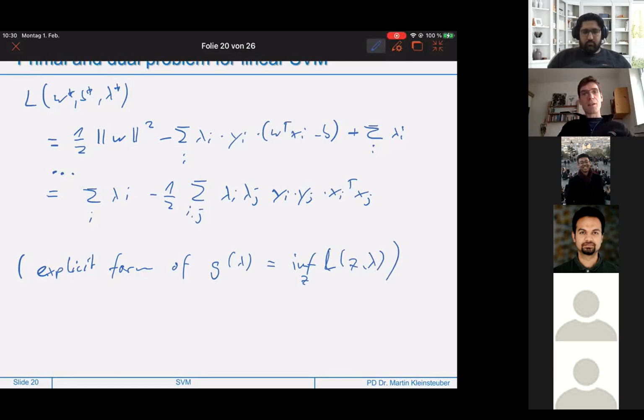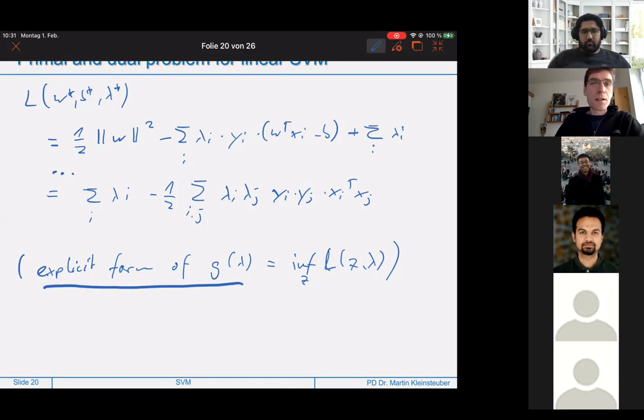That's exactly the thing. But we have optimality conditions for W star and b star. We know that this is a convex problem. So the optimal W star and b star, if we plug them in, will give us the infimum, the smallest value. So we can plug that in, eliminate them, and end up with a formula that solely depends on lambda. This is what we've done here. So this is the explicit form of this G lambda.